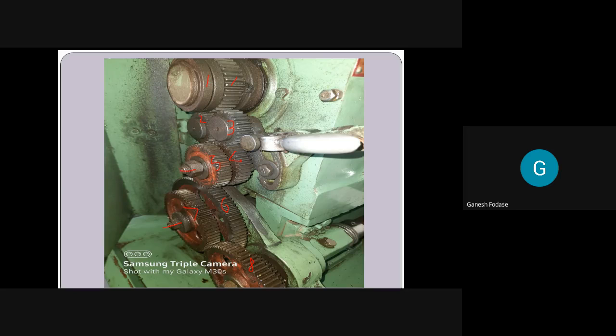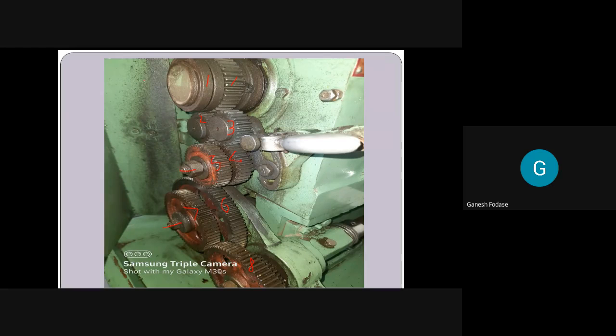So in this compound gear train, we can calculate the number of teeth. That teeth table is also provided on the lathe machine, or if not, then we can determine the number of teeth. Once teeth are known, the first step is that we can determine teeth on each gear. After finding teeth, we can also determine the central distance.